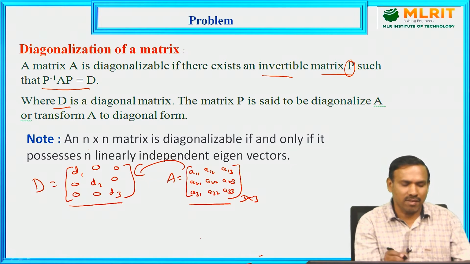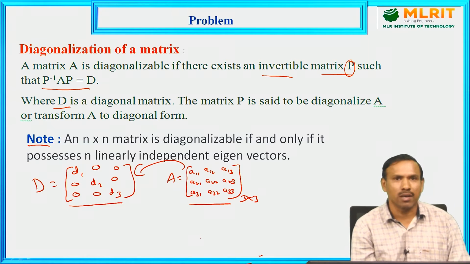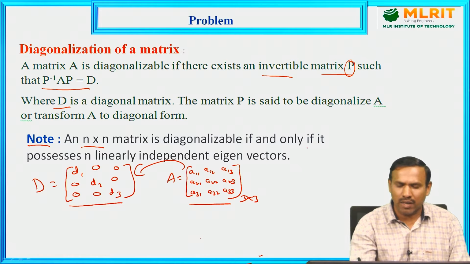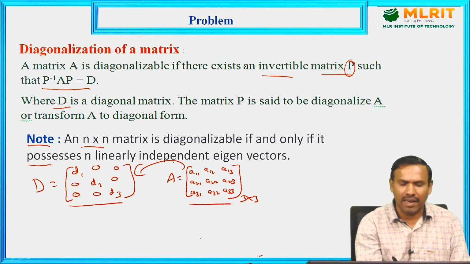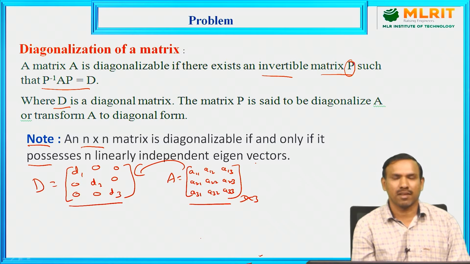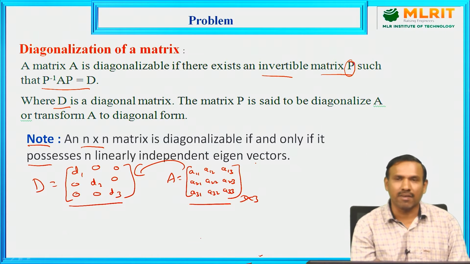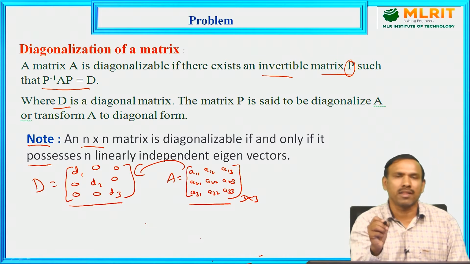Now, here is a small note point before going to the topic. An n cross n matrix is diagonalizable if and only if it possesses n linearly independent eigenvectors. The meaning: if a 2 cross 2 matrix is given, then you have to get 2 eigenvalues and corresponding 2 eigenvectors, and for 3 by 3, 3 eigenvectors. Suppose an n cross n matrix is given, then we must get n eigenvectors that are linearly independent. One eigenvector should not depend on another one; that is called linearly independent eigenvectors.